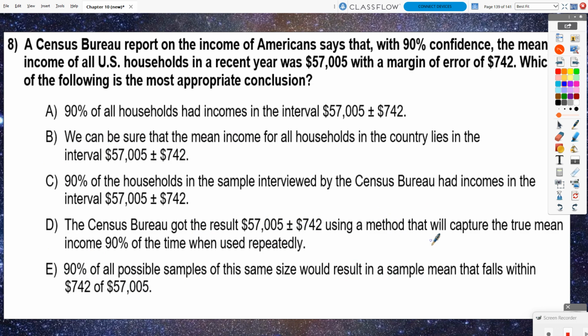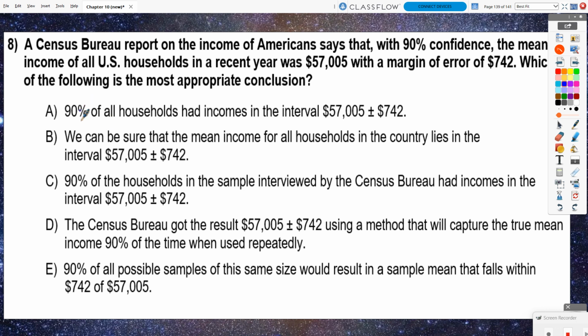Number 8, a Census Bureau report on the income of Americans says that with 90% confidence, the mean income of all U.S. households in a recent year was $57,005, with a margin of error of $742. Which of the following is the most appropriate conclusion?